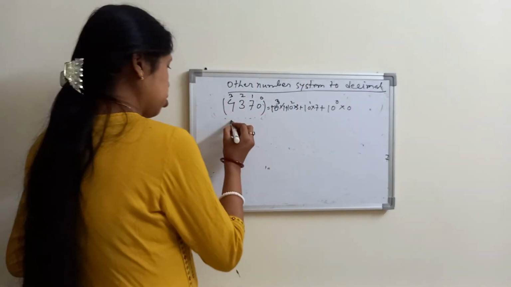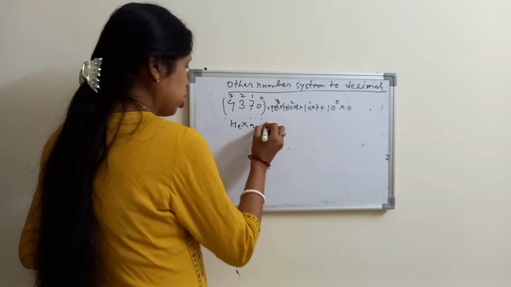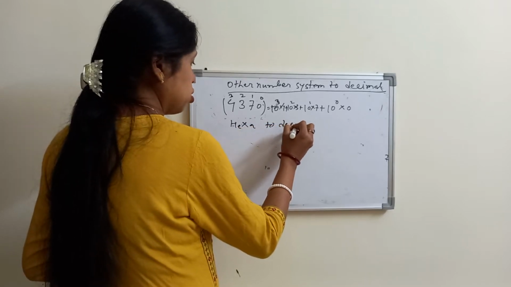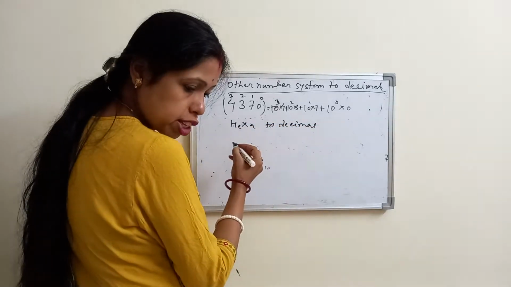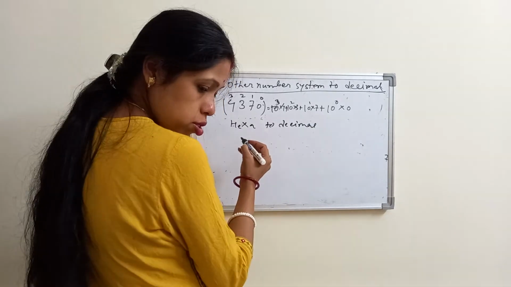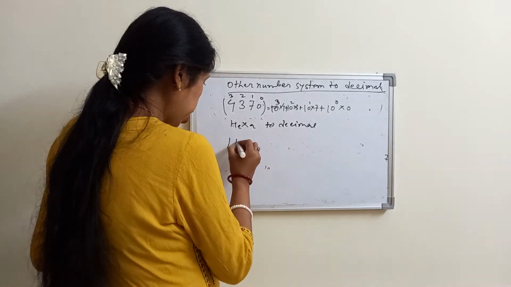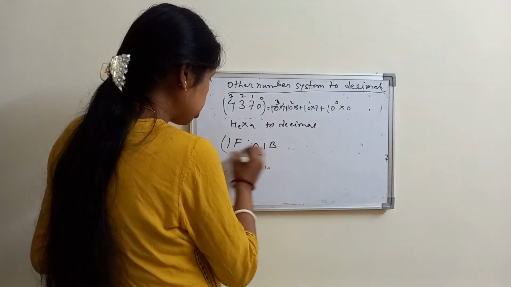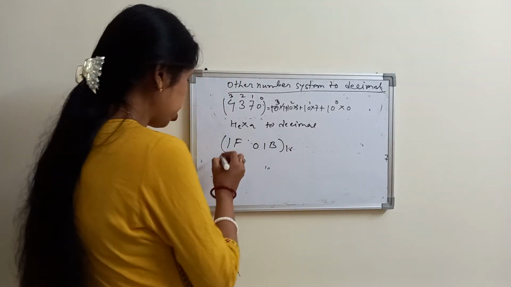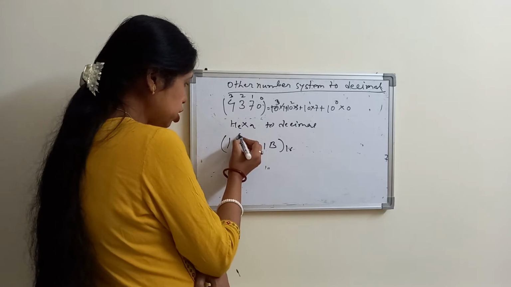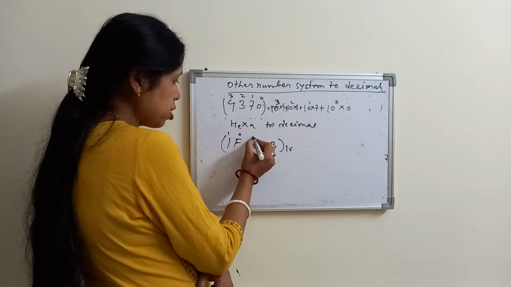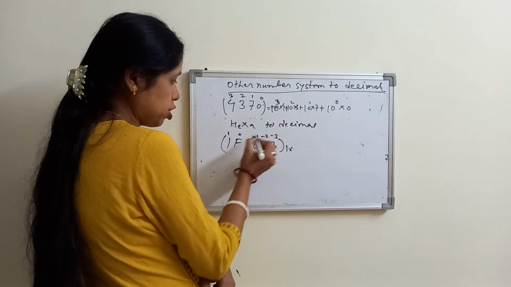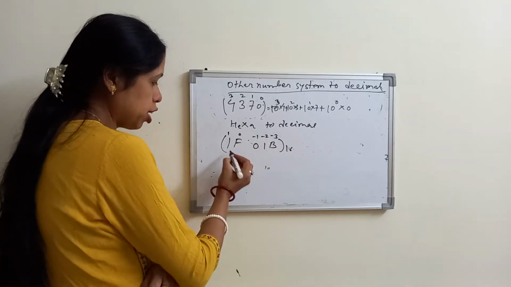So hexadecimal to decimal. The number given is 1F.01B. This is the hexadecimal number, right? So this is 0, this is 1, and after the point, -1, -2, -3.